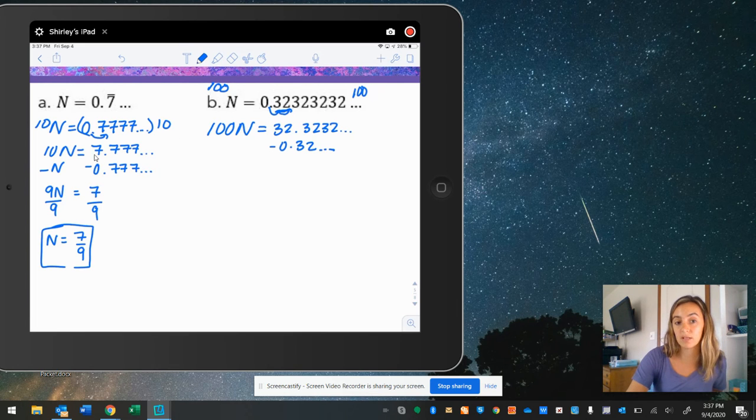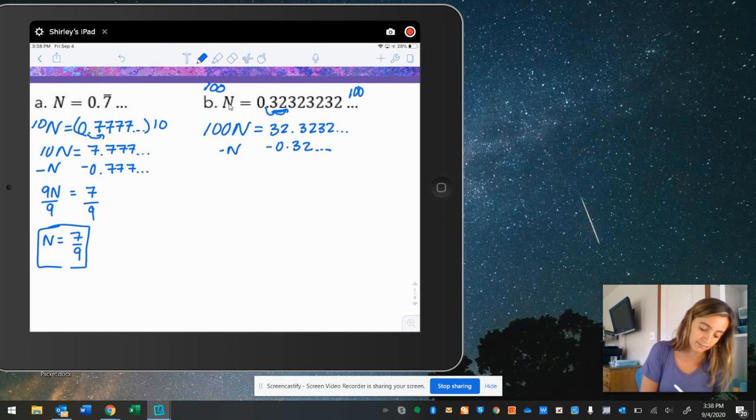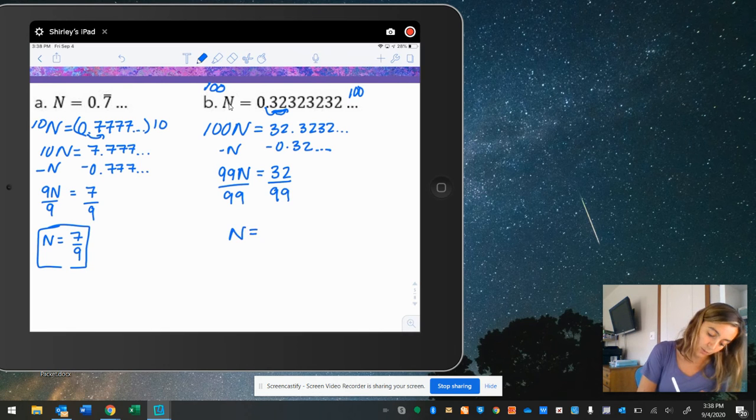But again, same thing we looked at over here. I can't take 0.32 repeating away from 100n, but I know that these are the same thing. So instead of subtracting the decimal version out, algebra tells me I can just take an n away. So if I have 100 n's and I take one away, that gives me 99n is equal to 32. Divide by 99. And we have that n is equal to 32 over 99.